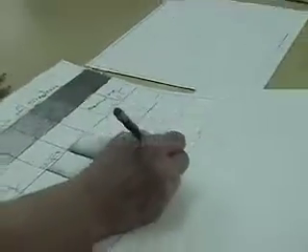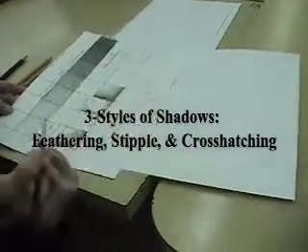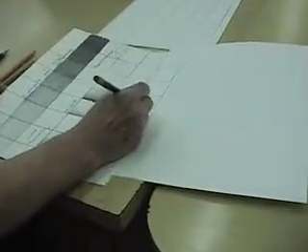I'm grading on 8 layers of shadows. So 8 layers would be an A. 7 layers would be a B. 6 layers would be a C. 5 layers would be a D. And 4 or less would be a fail.